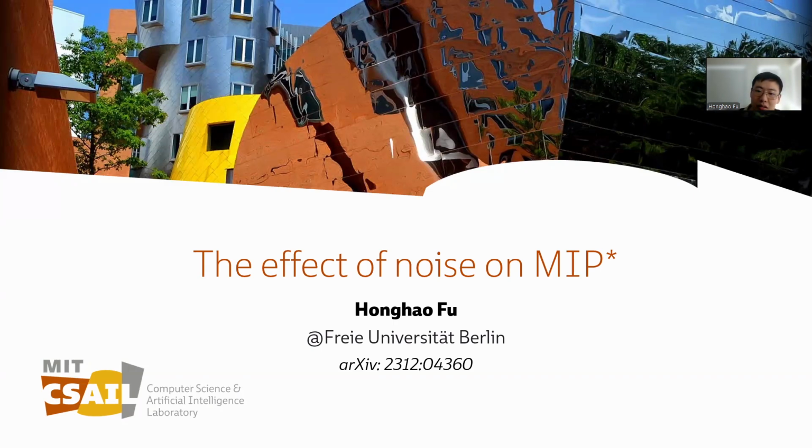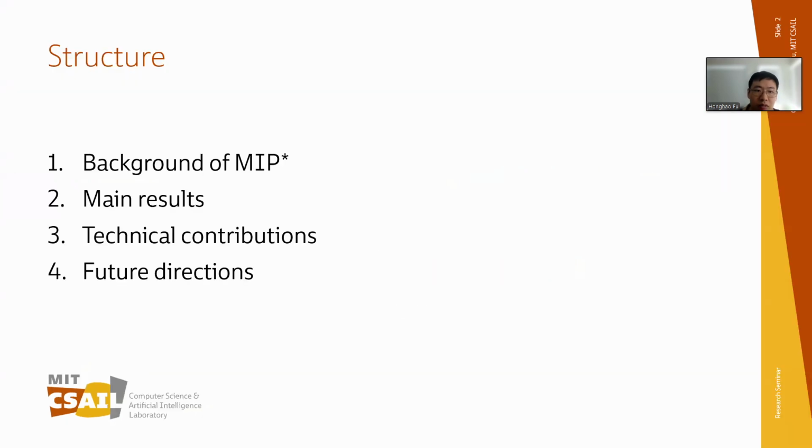And this talk is going to have 4 parts. In the first part, I will give the background of MIP star, both as a proof system and as a complexity class. In the second part, I will discuss the main results and its implications. In the third part, I will talk about our technical contributions, and I will end this talk with a summary of the result and some discussion about future directions.